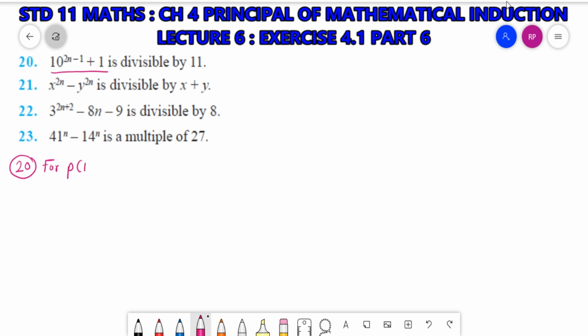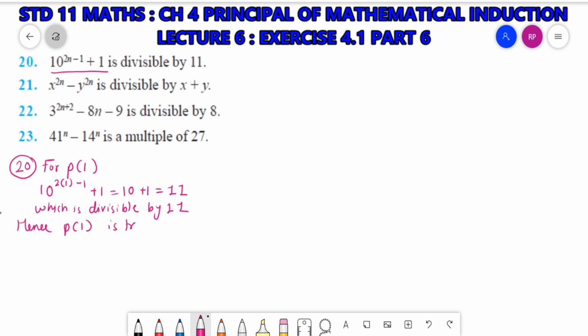for P of 1, 10 raised to 2 into 1 minus 1, plus 1. So that will go 10 raised to 2 into 1, that is 2, 2 minus 1, 1. So 10 raised to 1, 10 plus 1 equal to 11. So obviously 11 is a multiple of 11, hence I can write down which is divisible by 11, hence P of 1 is true.